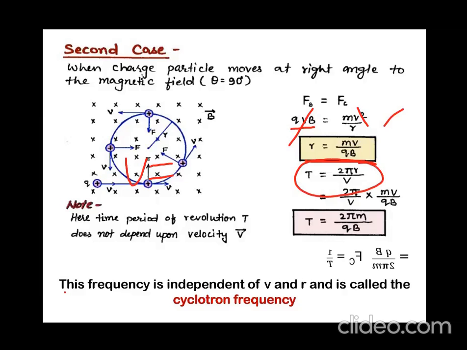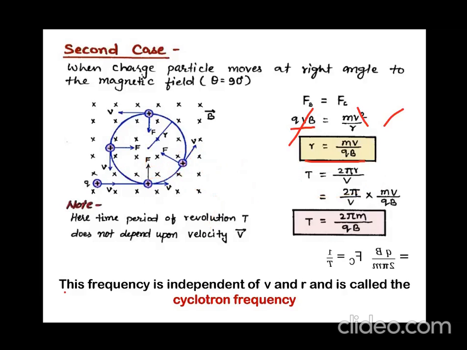Now, for circular motion we know velocity equals distance upon time. The distance in a circular path is the circumference of the circle. The circumference is 2 pi r, so v equals 2 pi r upon T. If we make T the subject of the formula, we get T equals 2 pi r upon v. T equals 2 pi r upon v. Okay, this is clear.